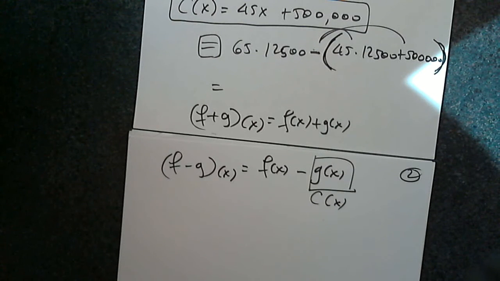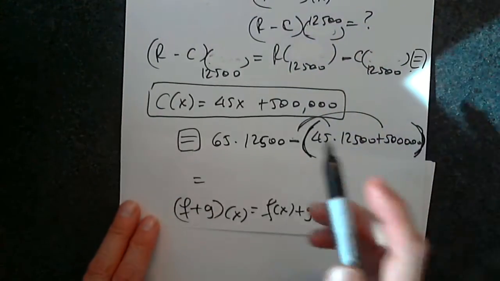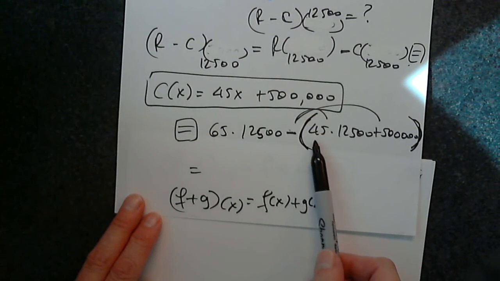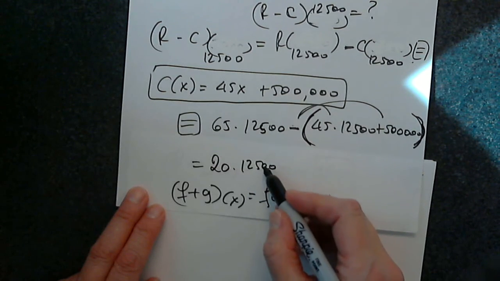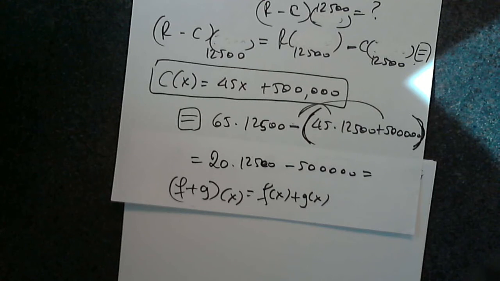I'm not saying that this is the only method. I'm not saying that you have to use this one, but this is the correct method for f minus g. So then I will just rewrite. But normally what I would do, I would say 65 minus 45, which is 20. So this is 20 times 12,500 and minus 500,000. And we get the answer. It doesn't matter how you get to the solution. I'm fine. If you want to write it in 2 steps, you can write it in 2 steps. That's correct too.